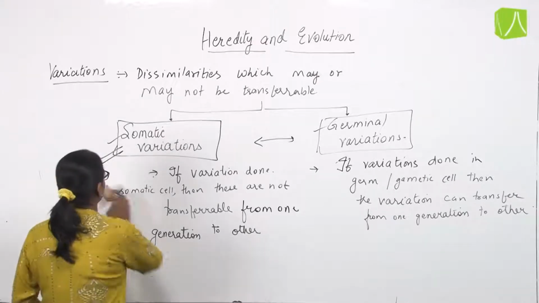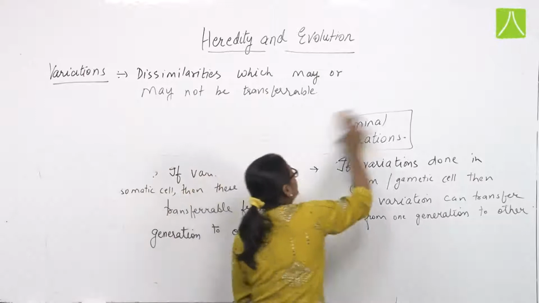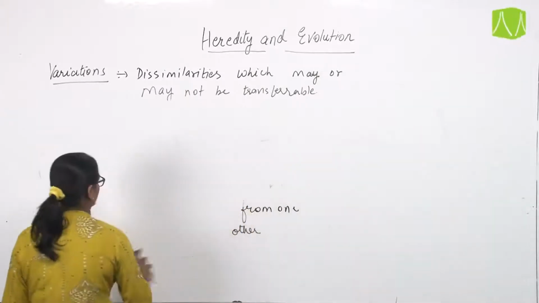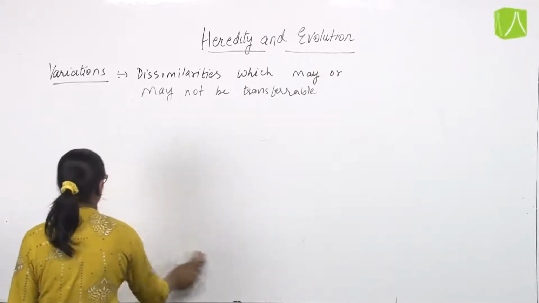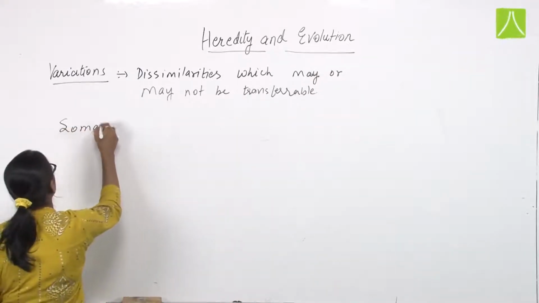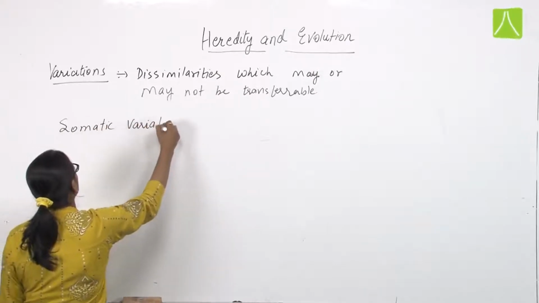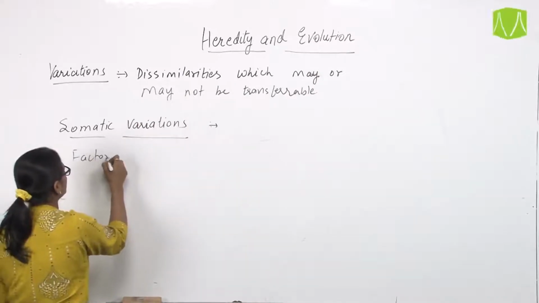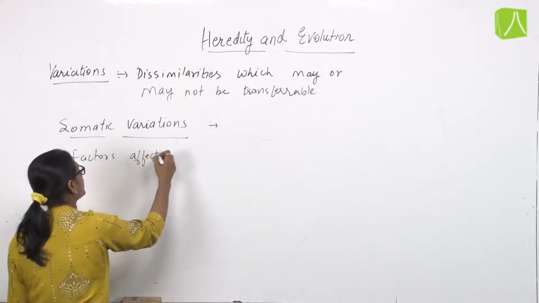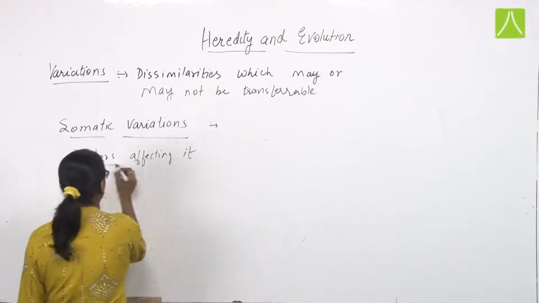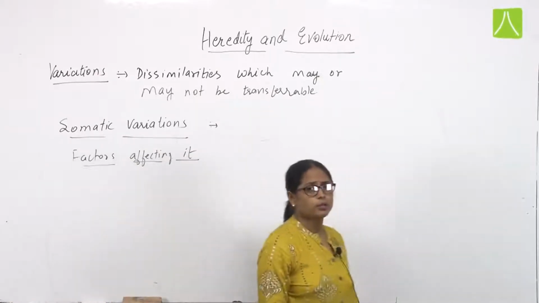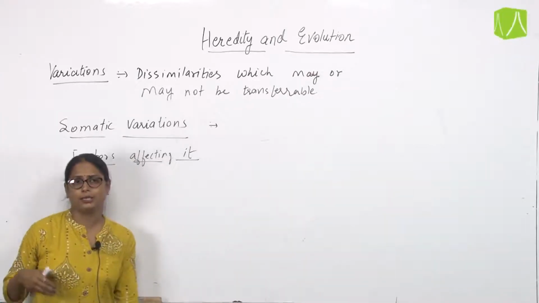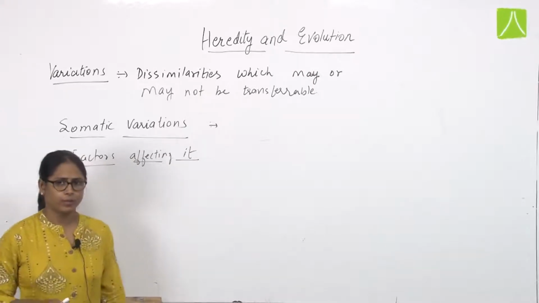Basically, the somatic variations have factors. There are certain reasons behind the somatic variations, factors affecting it. Fine. That means somatic variation is the variation which actually appears in an individual during its life and gets lost with its death.